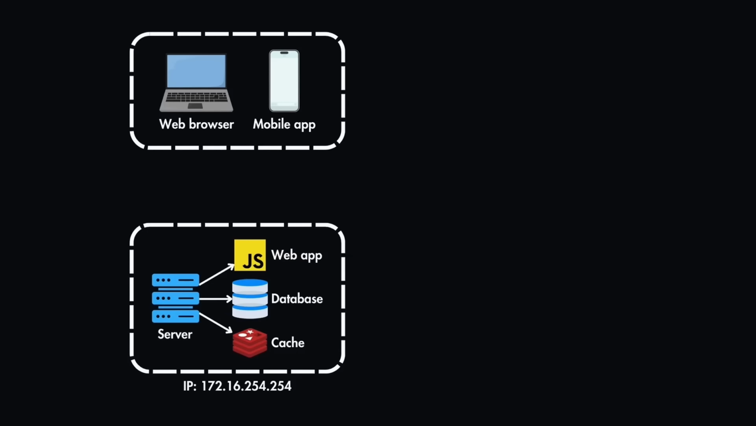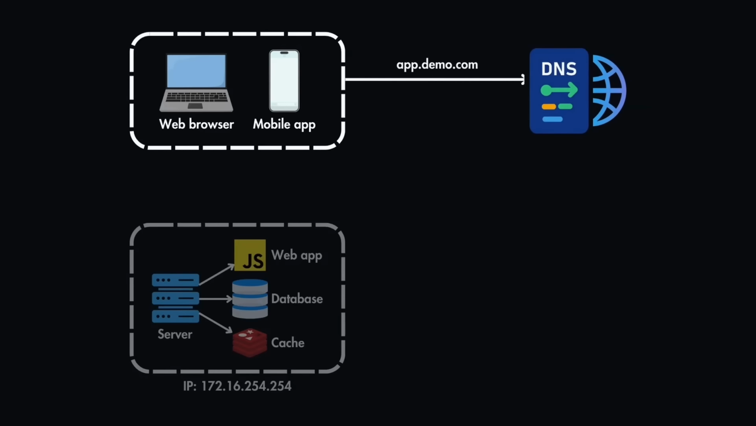Initially, our users don't have this IP address. They have the domain which they are trying to access. Let's say it's app.demo.com. So if they just type this domain name and hit enter, their web browser, for example, will contact the DNS, which stands for Domain Name System. This is a provider which maps the domains to the IP addresses.